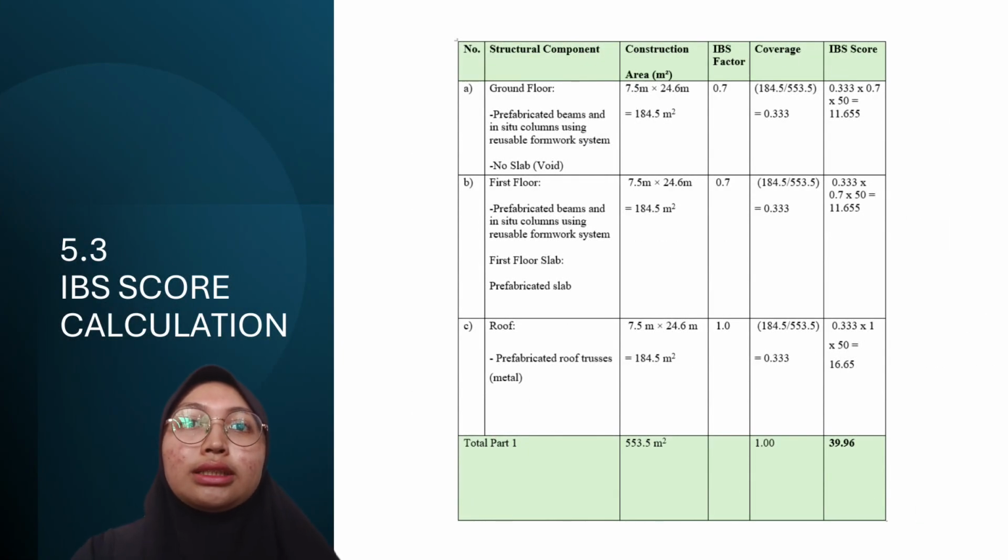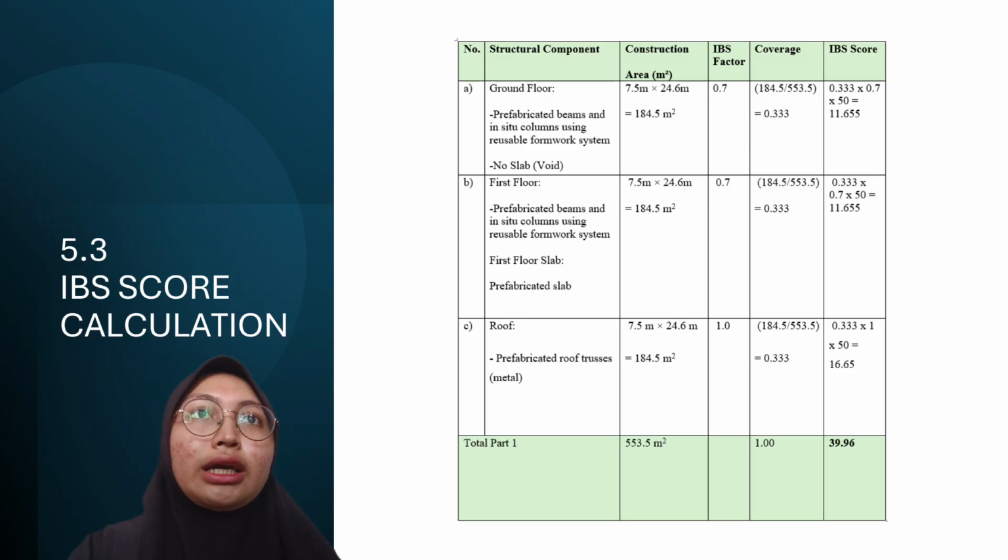My name is Siti Natsira binti Musi. Today I will explain how to calculate the IBS score for my project. The IBS score measures how much prefabrication is used in construction. It has 3 parts that are added together to give a final score out of 100. Part 1 is the structural system. The formula is construction area divided by total area multiplied by the IBS factor then multiplied by 50.